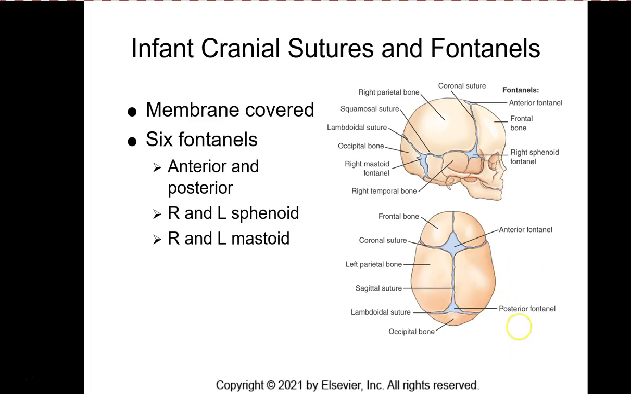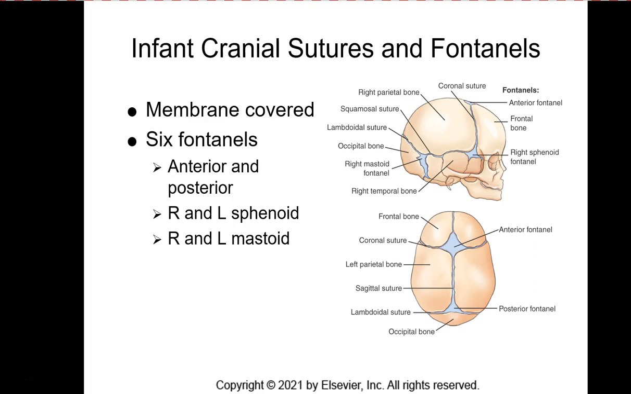Interestingly, the anterior fontanelle, which becomes the bregma, of course, is the largest fontanelle we have. At birth, it measures about 2.5 centimeters wide and 4 centimeters long. And the anterior fontanelle does not completely close until about 18 months of age. So it is the last soft spot to close.